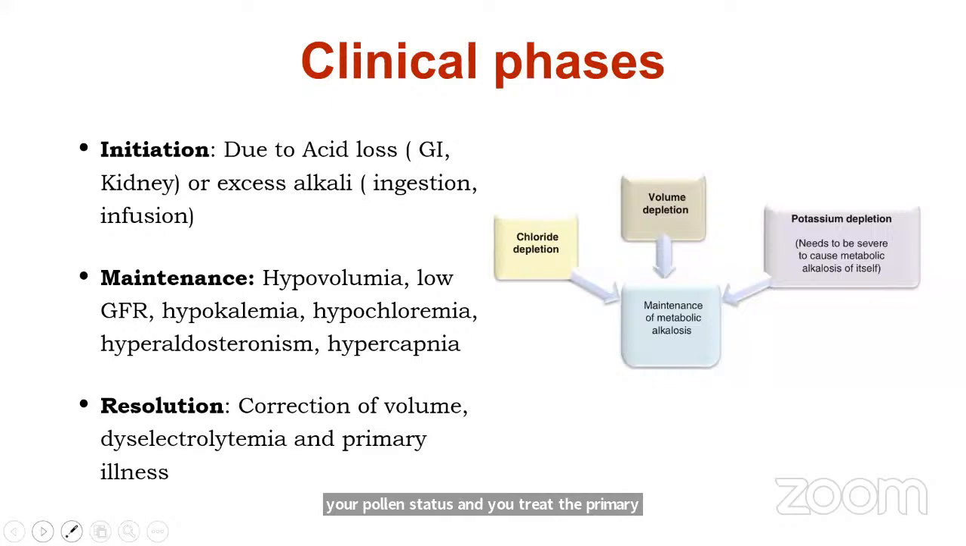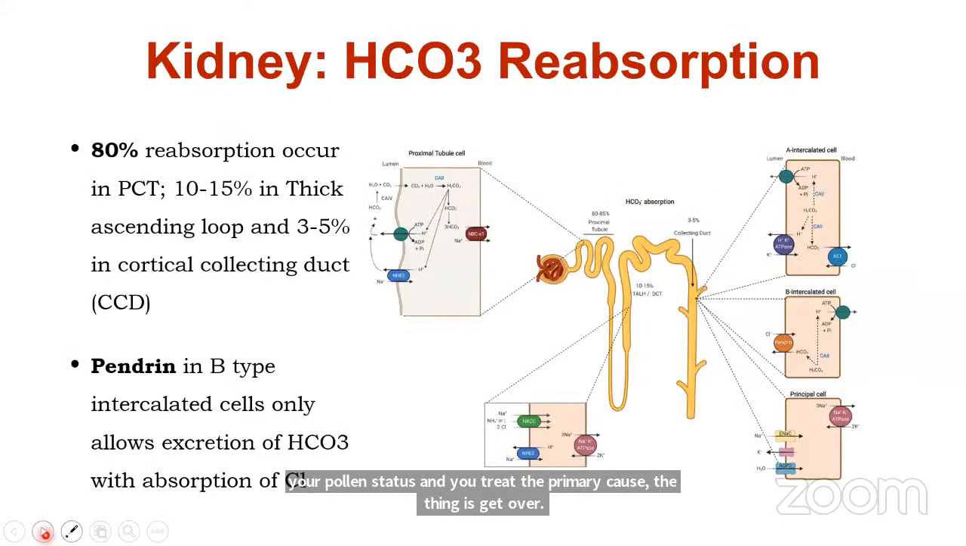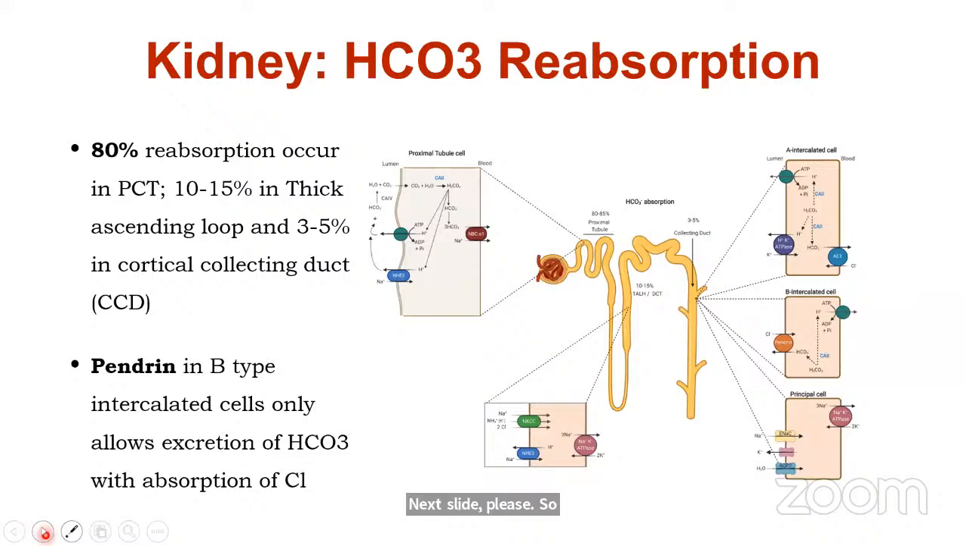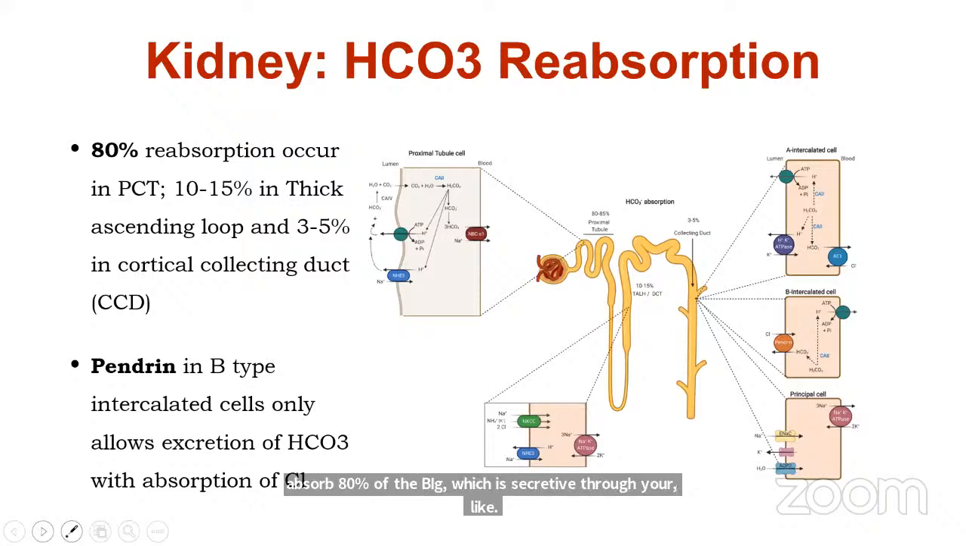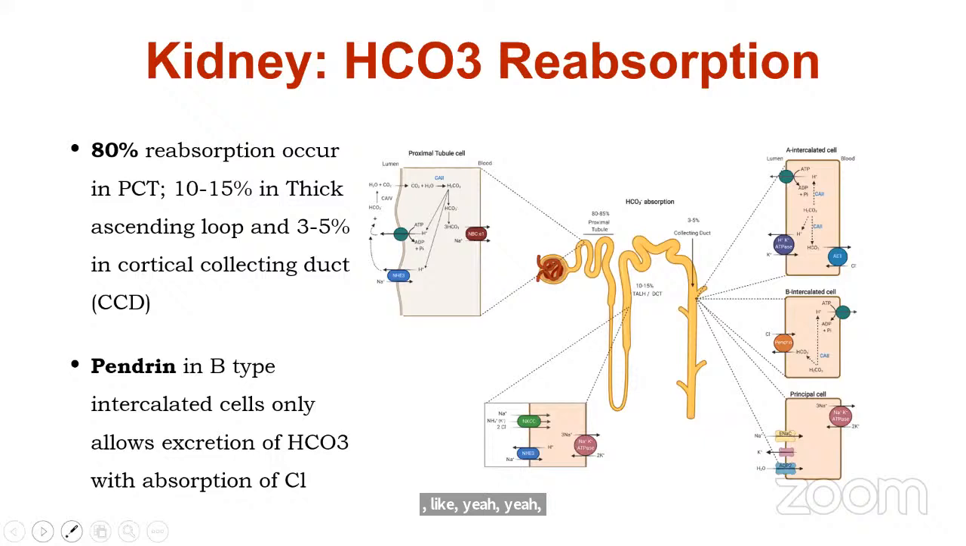Next slide, please. So before going into further discussion, I will first briefly discuss the bicarbonate handling of the kidney. You know the proximal convoluted tubules absorb 80% of the bicarbonate, which is filtered through your glomerulus, and around 10 to 15% gets absorbed in the thick ascending loop of Henle, and the rest, 3 to 5%, gets absorbed in the cortical collecting duct.